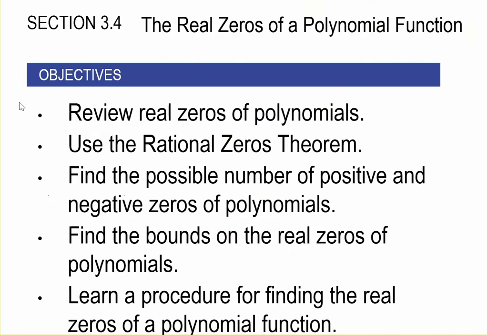So the whole concept here is really just find the real zeros of a polynomial. We're going to look at the rational zeros, and then we're also not going to do the bounds. We can skip that as well. But really what we want to do is this last part right here. We're going to try to figure out a procedure for finding all the real zeros of a polynomial function. How do you find all the x-intercepts, technically?